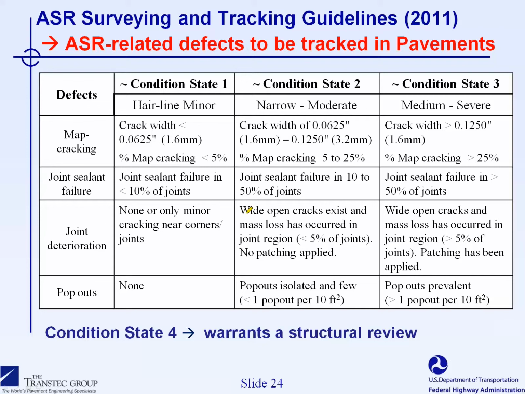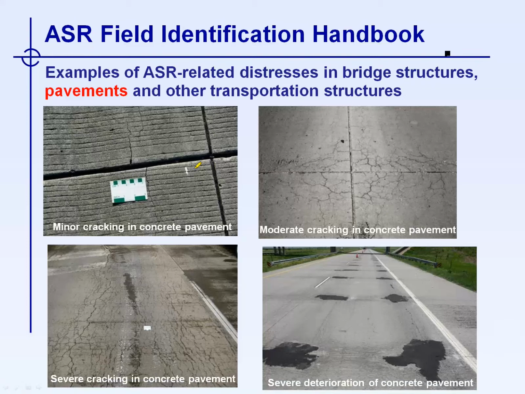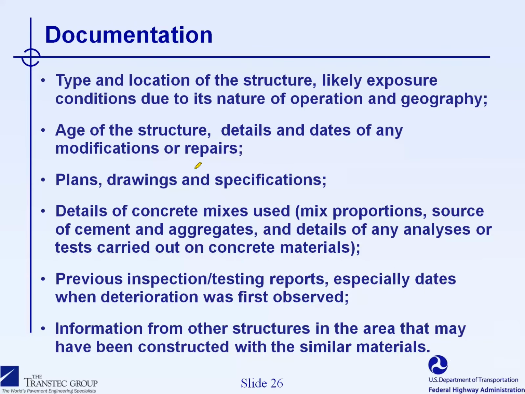So the guidelines, once again, provide tables like that that will help the engineers and the inspector for the interpretation of those different defects that will be affecting the concrete pavements, in order to classify the deterioration that is observed as condition state 1, condition state 2, or 3. And based on that, the different elements of the pavement will be classified. Once again, the ASR Field Identification Handbook provides a number of pictures to help the inspector to do the evaluation in the field, as you can see in this picture.